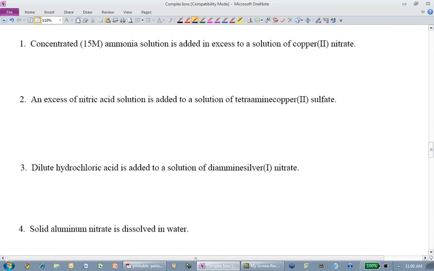We want to look for the words concentrated and the word excess, and if you see concentrated excess, that's pretty much a hammer hitting you over the head going, make a complex. You're in the land of complex coordination chemistry.